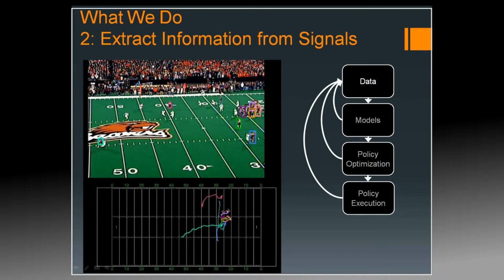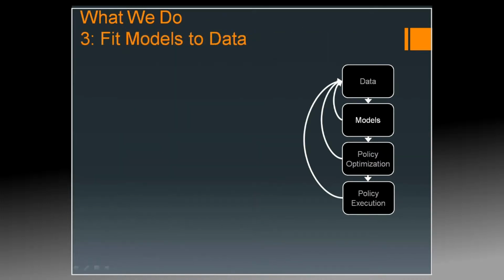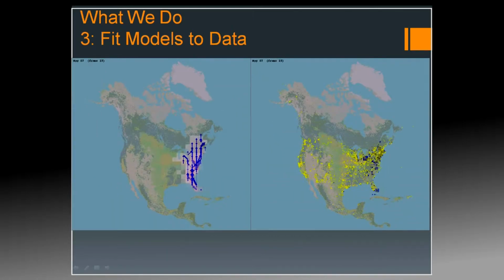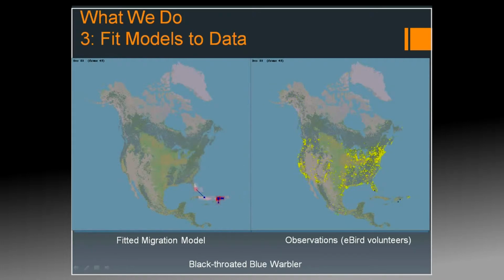So the raw data is video, and the information we want is the tracks of those players as they move around the field. The third thing we do is fitting models to data, and this is probably our core expertise in machine learning and data mining. And so we have a very active collaboration with the Cornell Lab of Ornithology under a couple of different large NSF grants to try to do continent scale modeling of the migration of birds.